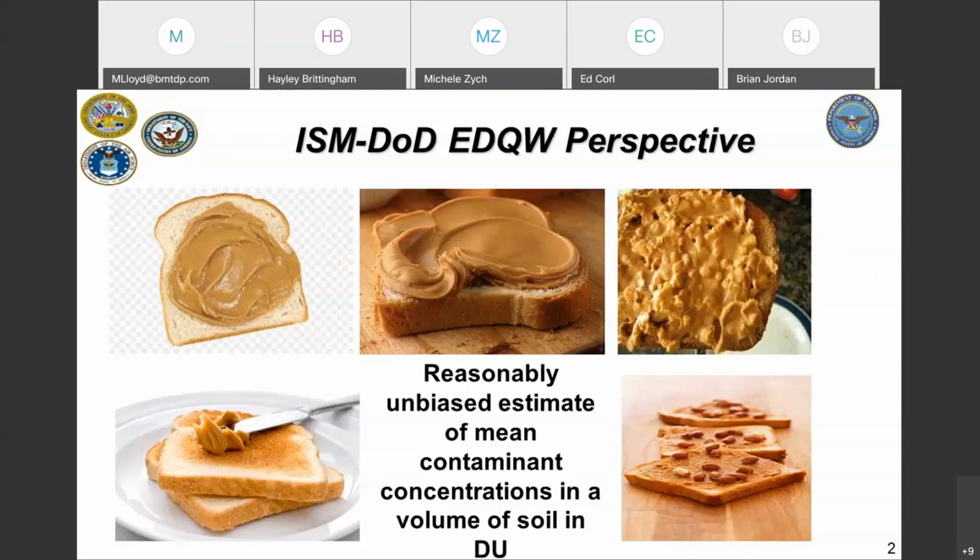The true power of utilizing the ISM process is that the nature of heterogeneity in the decision unit, in our case the piece of bread, really is not important, right? Mark called it managing heterogeneity. I like to call it normalizing heterogeneity, but it's all basically the same approach.